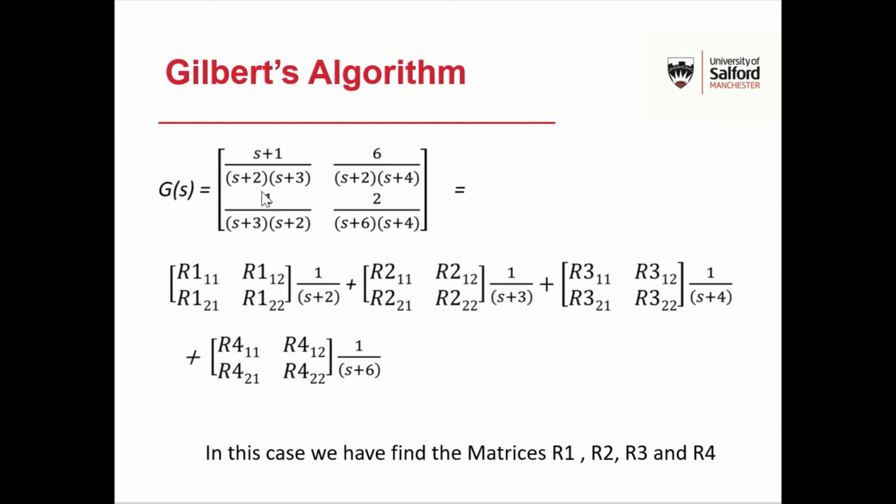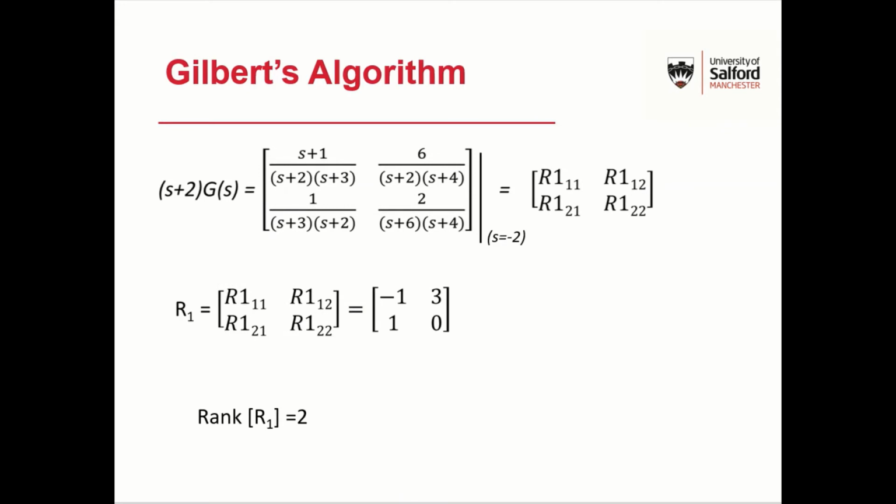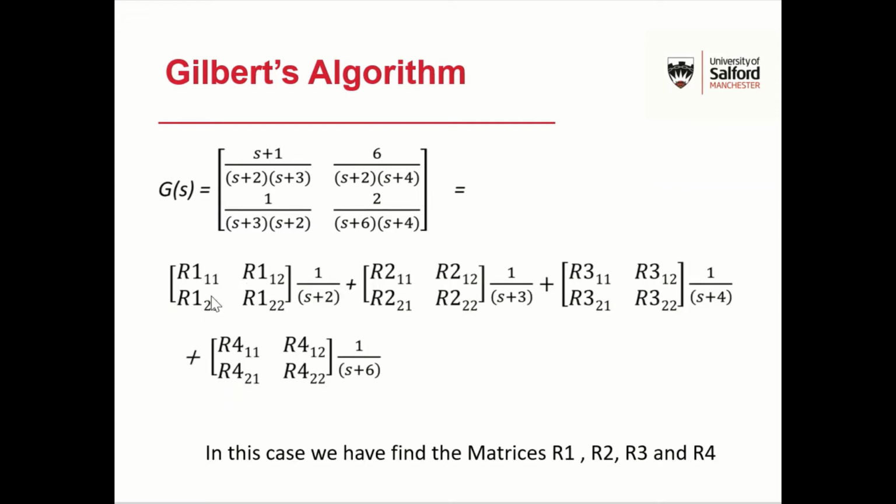It involves working out which poles you've got in the system. The pole only appears once down here, and then these are square matrices, and you've got to calculate these matrices. So the problem really is calculating R1, R2, R3 and R4. This is relatively straightforward. If we multiply the transfer function by one of the poles, say S plus 2, as we're working out the first one here, you get S plus 2 times this, S plus 2 times this, and then evaluated at S is minus 2.